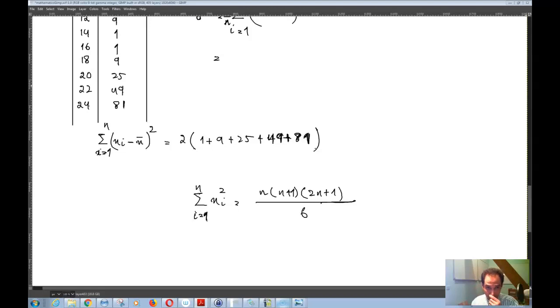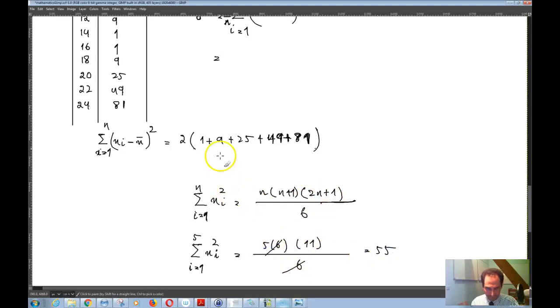So now if your n is equal to 1, 2, 3, 4, and 5, then sigma of x of i squared as i goes from 1 to 5 is equal to 5 times 6 times 11 divided by 6, which is equal to 55. And you can do the same thing over here. So 81 plus 49 is equal to 120, 130, 150, 159, 160, 165, right?